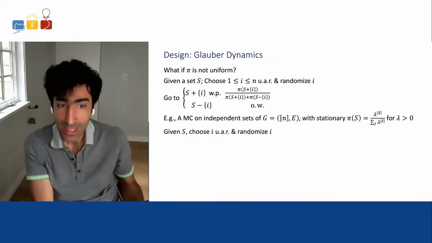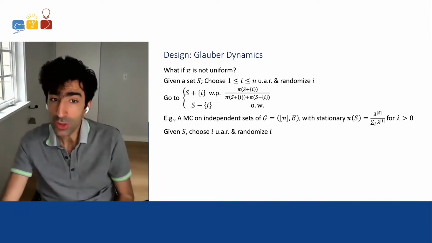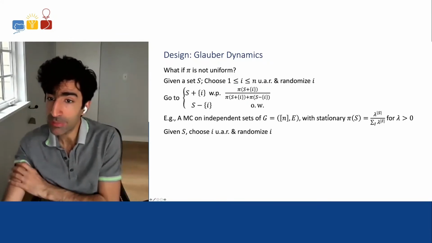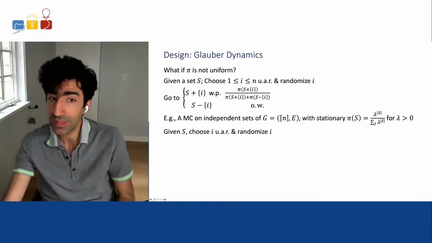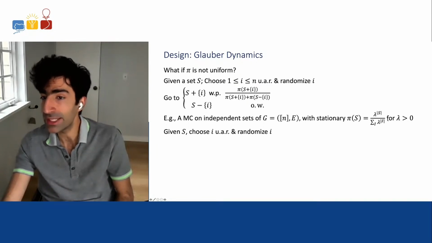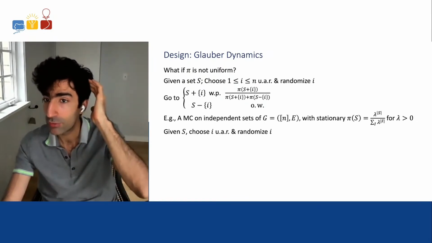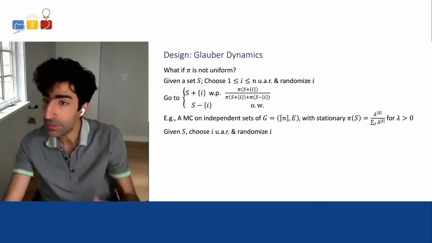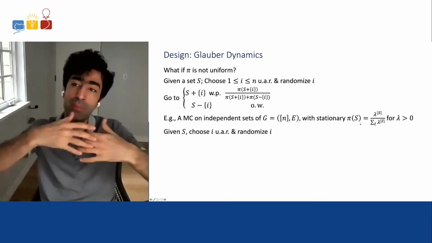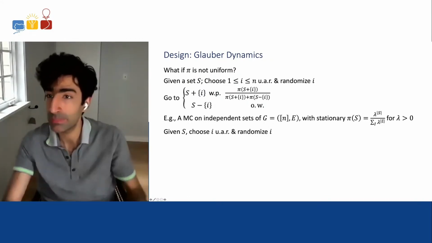So here is an example. Let's say you want to design a Markov chain on independent sets of a graph G with n vertices, but here you don't want a uniform distribution on independent sets. You want a distribution where the weight of every independent set is proportional to lambda to the power of its size. And lambda here is some parameter that you can choose in your problem. For example, if you let lambda be 1, you get a uniform distribution on independent sets. But if you make lambda bigger and bigger and let it go to infinity, this would be a distribution over maximum independent sets of a graph.